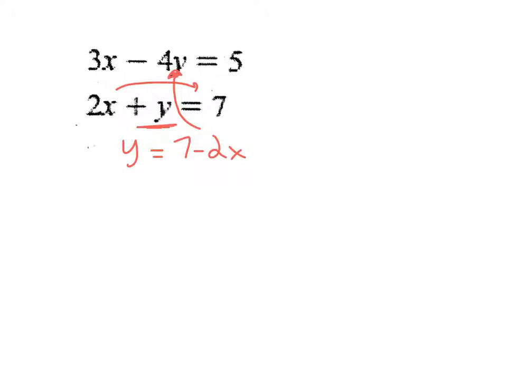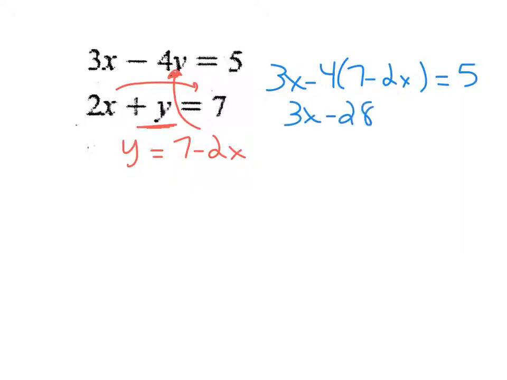So it's going to look like, let me change colors, 3x minus 4. But instead of putting my y, I'm going to put 7 minus 2x, because that's what y really is, equals 5. 4 times 7 is 28. -4, -2 is 8x equals 5. 3x and 8x is 11x. If I move the 28 over, it's 33. So I get x is 3.